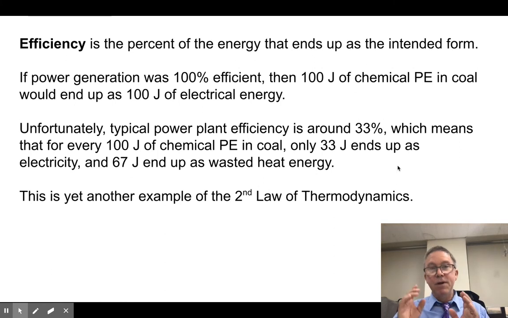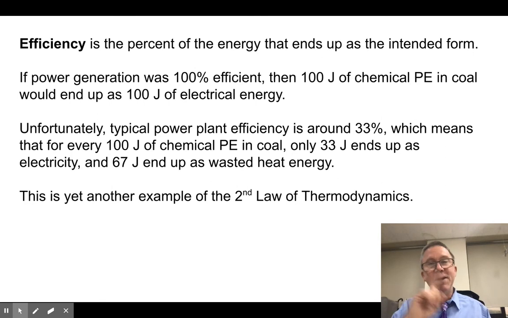All right, now, the thing is, this is a very inefficient system. So let's talk about what efficiency is. Efficiency is simply the percentage of the energy that I converted that ended up in the form that I wanted. So what percent of the energy that I transformed ended up as the kind I wanted? If there was no second law of thermodynamics, then ideally we would want to take 100% of the energy present in coal, say 100 joules of chemical potential energy, and turn it into 100 joules of electrical energy. That would be 100% efficiency, right? But that's not what we get, and that's not possible.